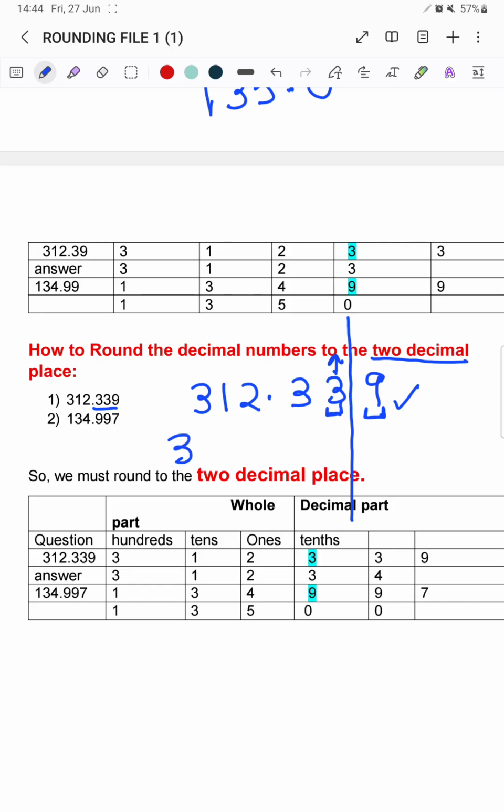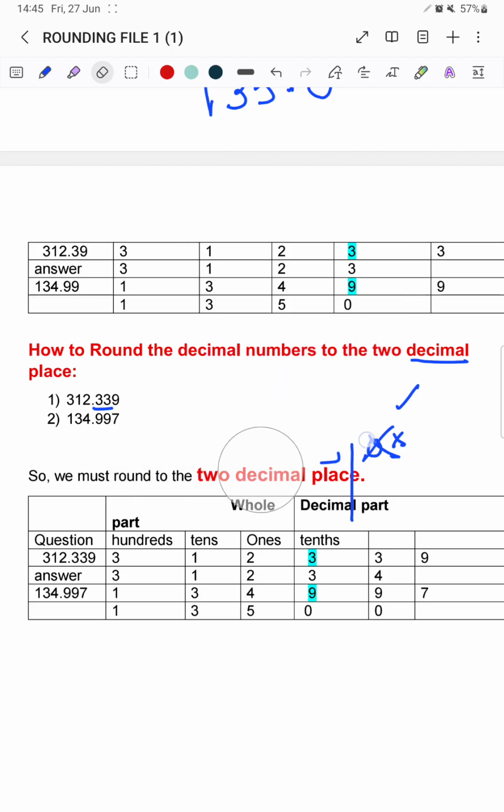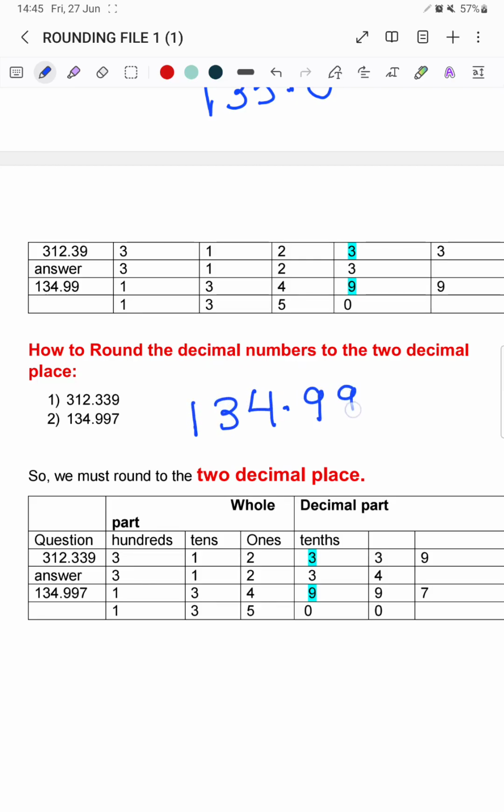So our answer will be 312.34. Make sure you don't put any 0 or anything here. The answer should be up to 2 decimal places, and it will be 312.34. Now let's take the next example, and that question is 134.997. We have to round to 2 decimal places.